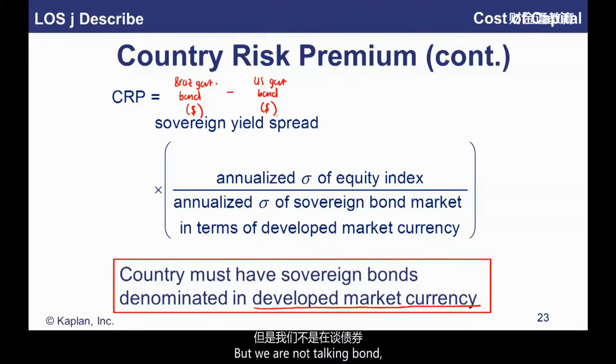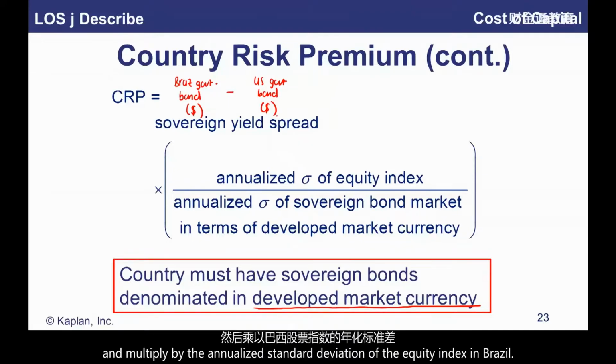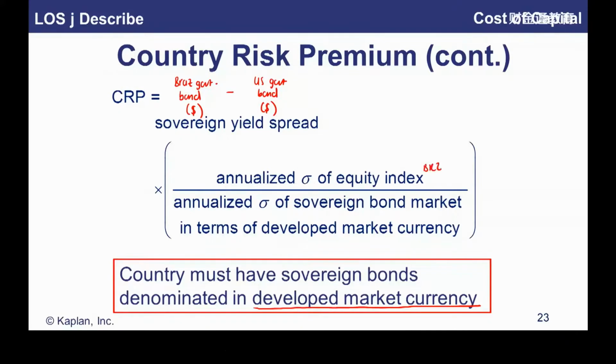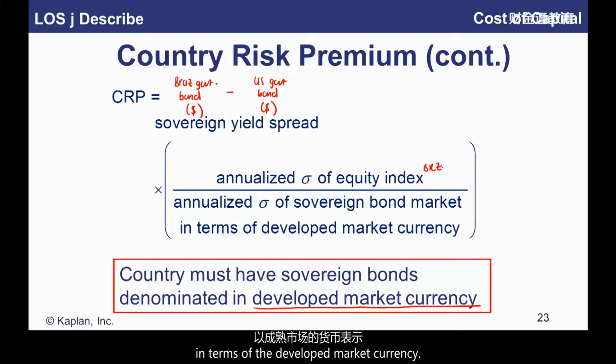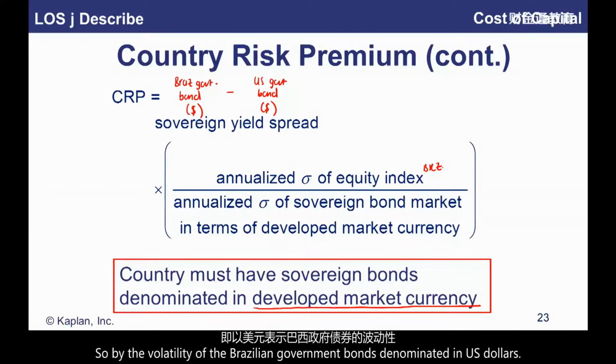But we're not talking bonds, we're talking equity, and equity is riskier, more volatile than the bond market. Therefore, to take into account the additional risk of equity, I multiply by the annualized standard deviation of the equity index in Brazil, divided by the annualized standard deviation of the sovereign bond market in terms of the developed market currency. So by the volatility of the Brazilian government bonds denominated in US dollars.